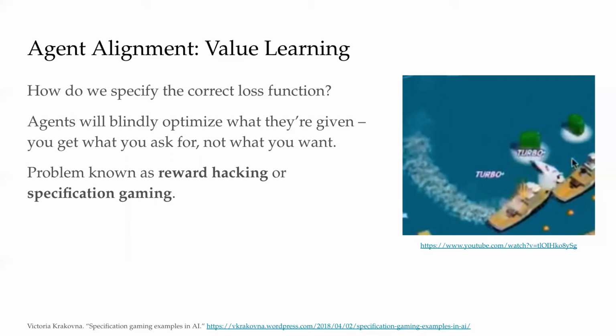The problem of how you specify the right reward is known as value learning or specification learning. And the problem of optimizing the wrong reward is reward hacking.